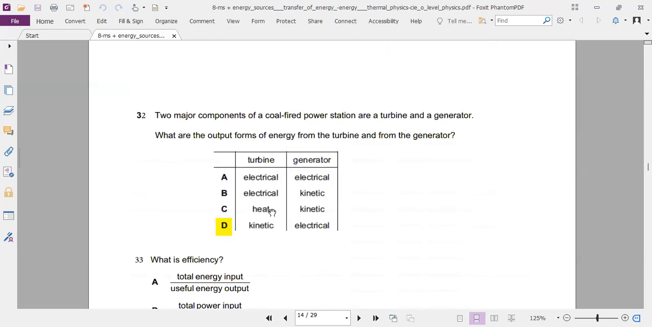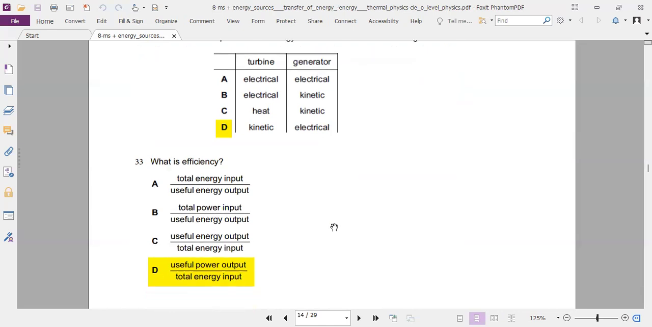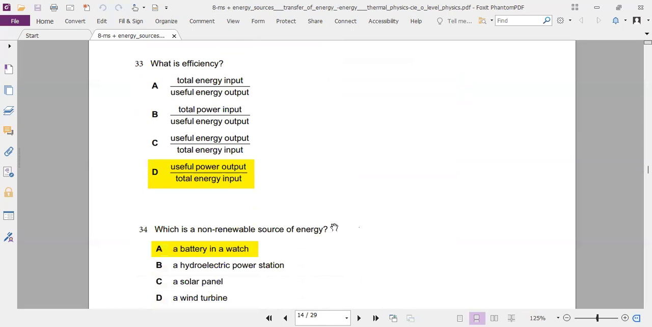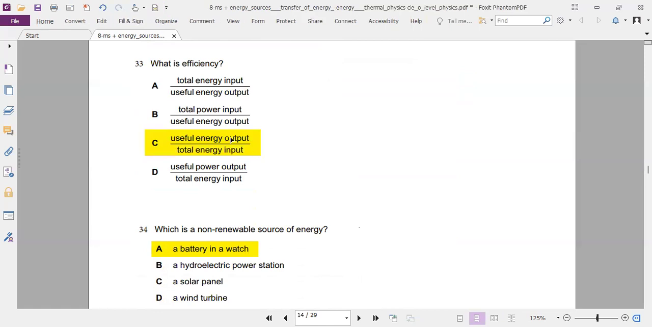Major components of a coal-fired station: the turbine has kinetic energy and the generator has electrical energy. These are the forms of energy in these. Efficiency is output power divided by total energy input. Actually, this is not right. It will be useful energy output and total energy input, because if it's energy output, it has to be energy input. You can't have power and energy like this in efficiency.